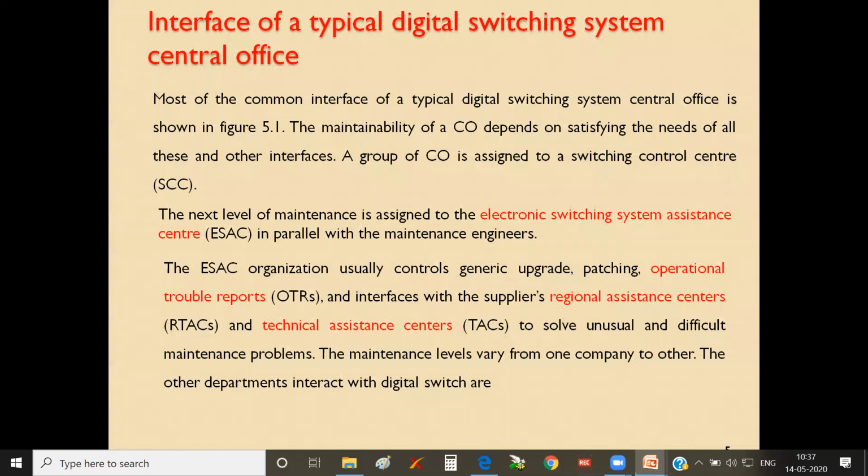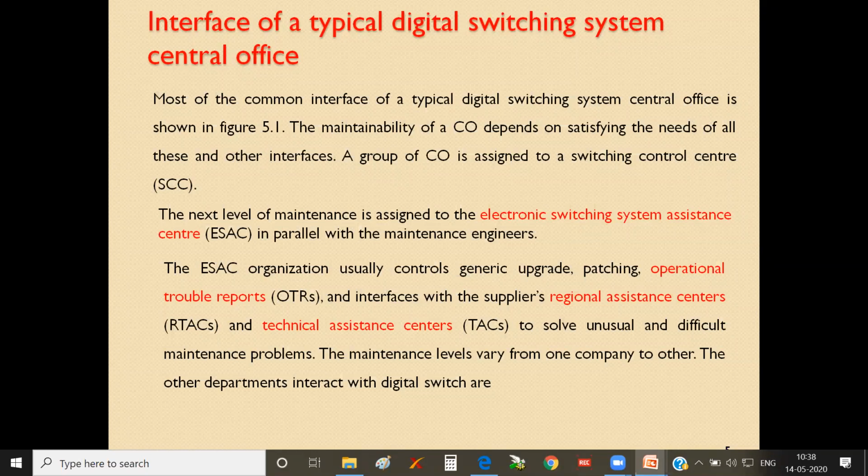This organization helps us provide such reports to the system. For what purpose are all these reports generated? To solve unusual and difficult maintenance problems. These might be OTRs, which are operational trouble reports, RTACs, the regional technical assistance centers, and TACs, the technical assistance centers. So it controls the programs and the patching operations. Along with that, it provides all this assistance: OTRs, RTACs, and TACs. All these help us solve unusual and difficult maintenance problems.